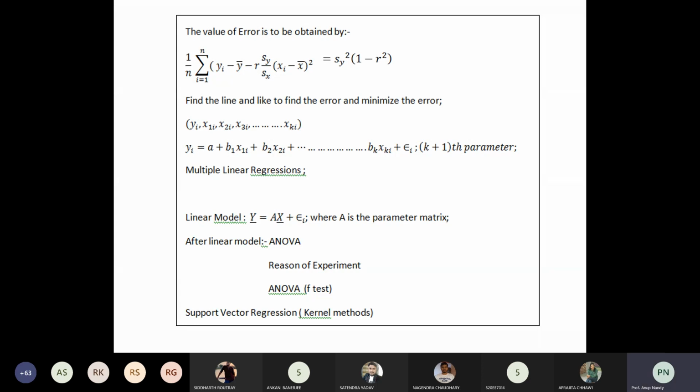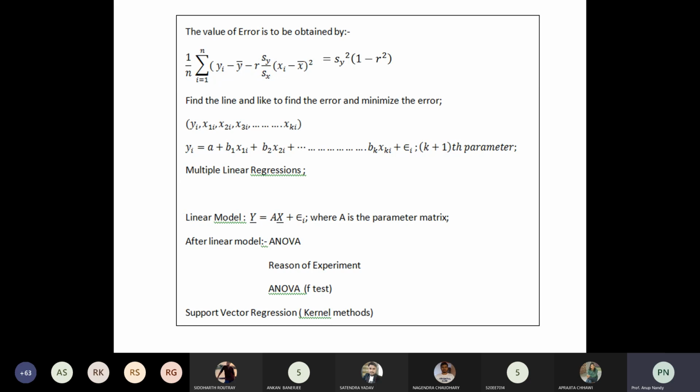Okay, so this is the formula, and you have to find the line, find the error, and minimize this error. I mean, you just think of it for this linear regression, this multiple regression analysis. So tomorrow I will teach you where you have to consider it in terms of a matrix.